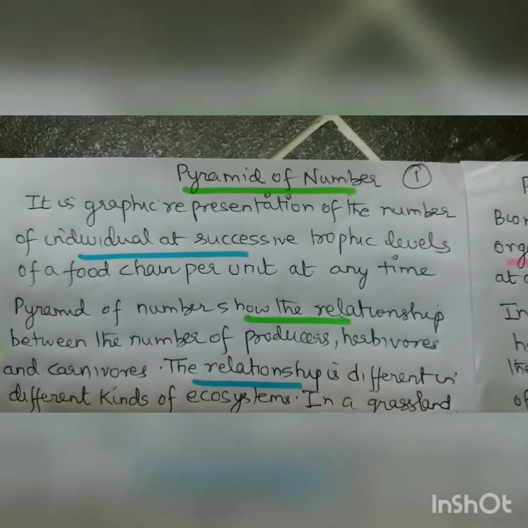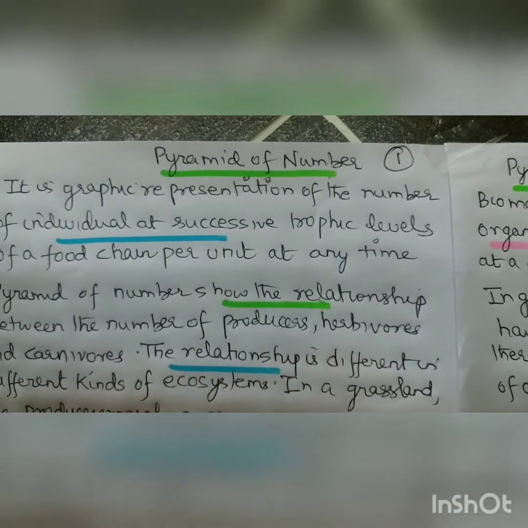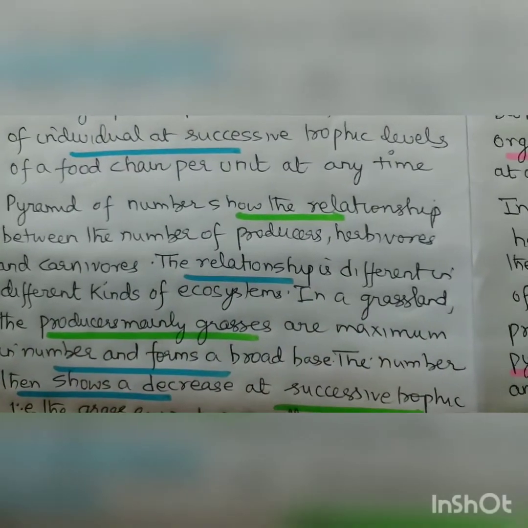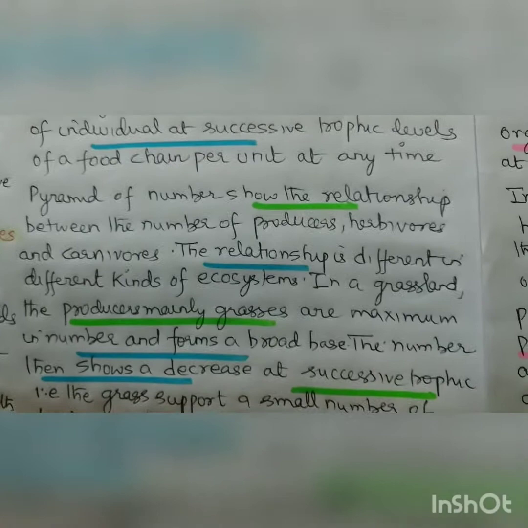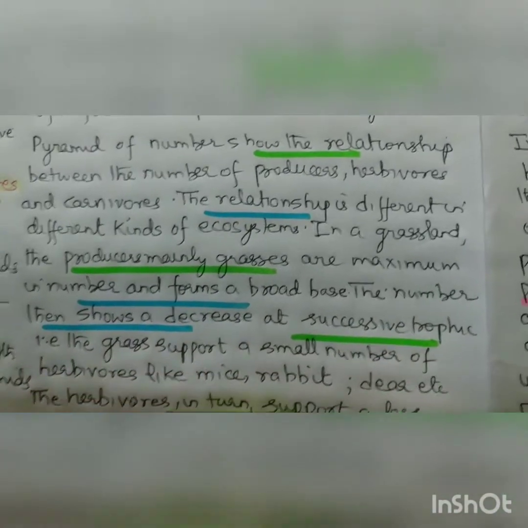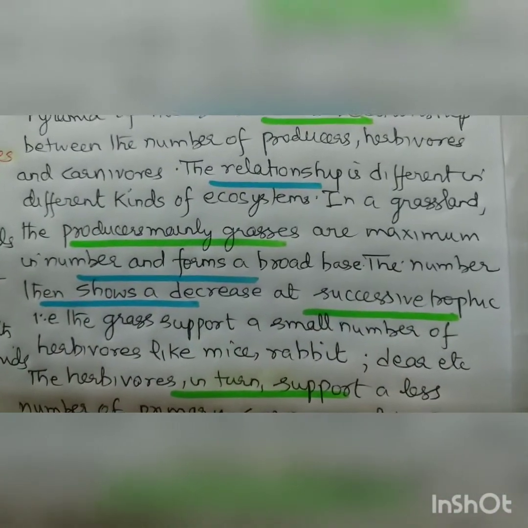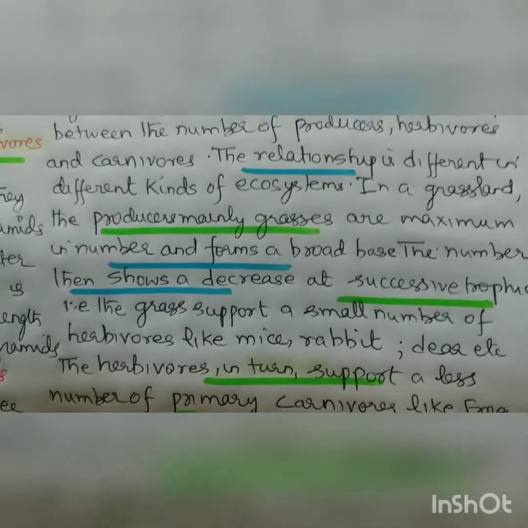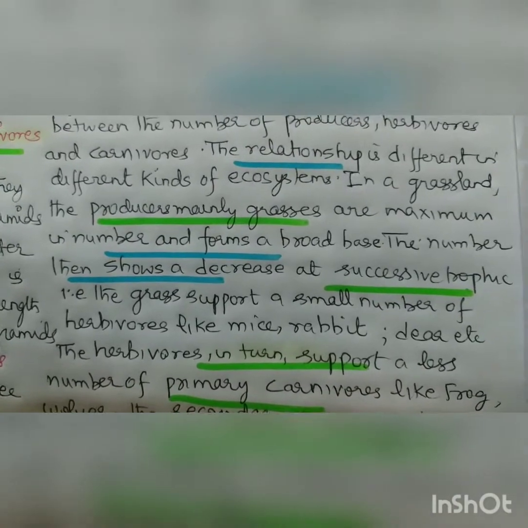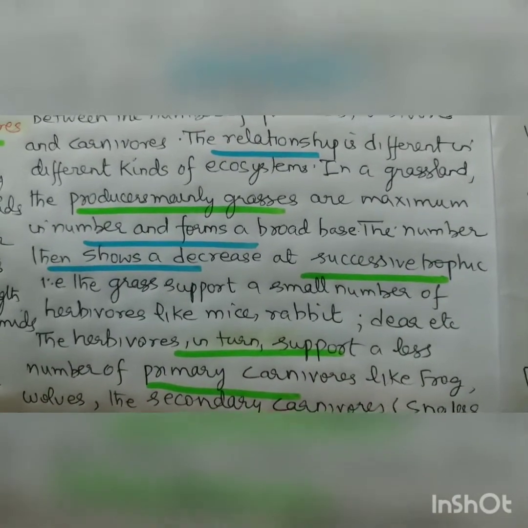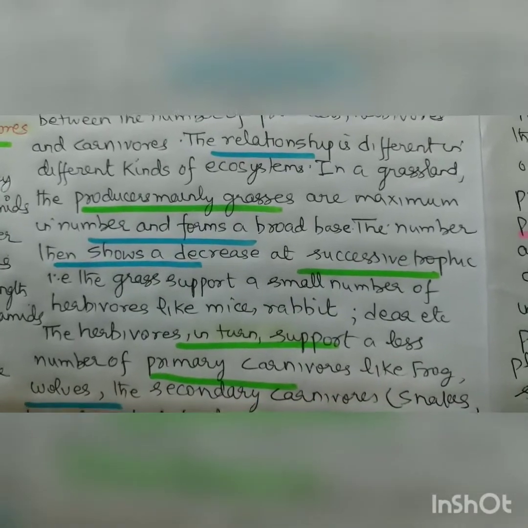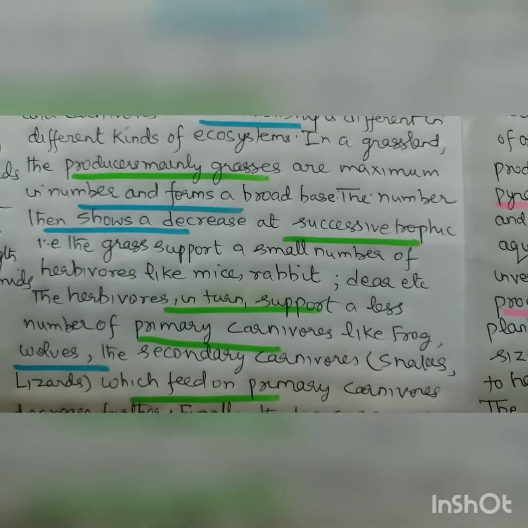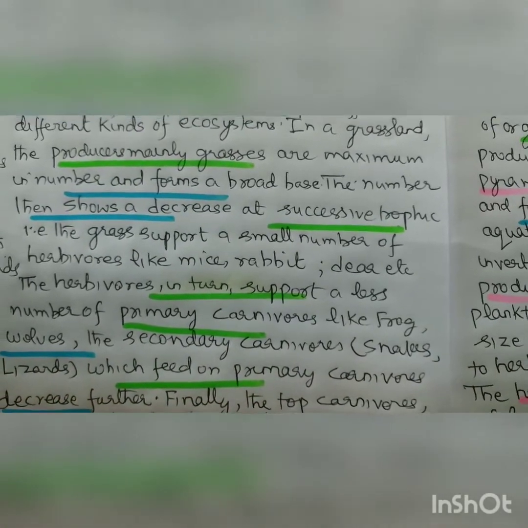It is a graphic representation of the number of individuals at successive trophic levels of a food chain per unit area at any time. Pyramid of number shows the relationship between the number of producers, herbivores and carnivores. The relationship is different in different kinds of ecosystems. For example, in grassland, producers, mainly grasses, are the maximum in number and they form a broad base. The number then decreases at successive trophic levels, and grass supports a small number of herbivores like mice, rabbit, deer. The herbivores in turn support a smaller number of primary carnivores like frog, wolves.